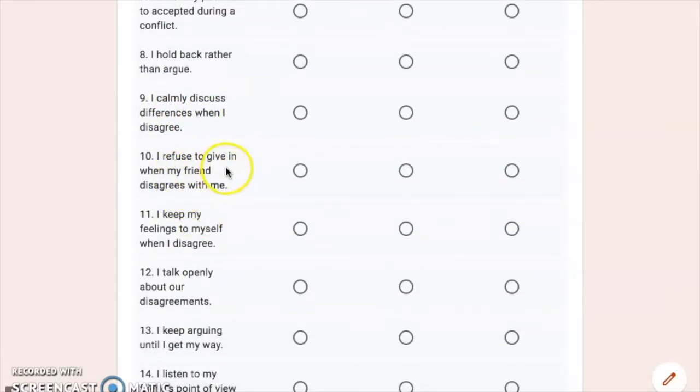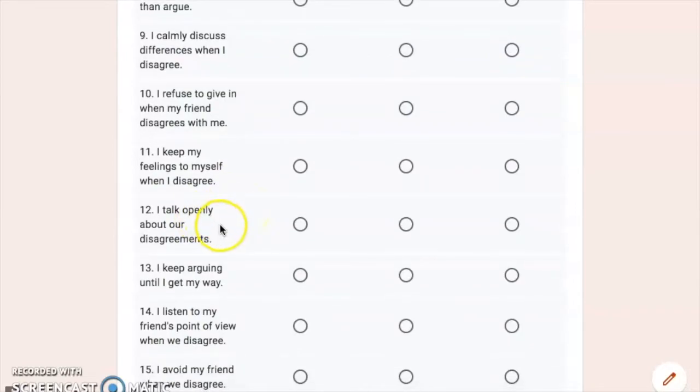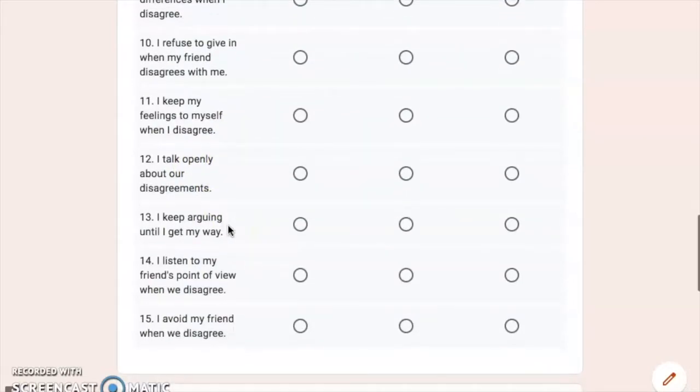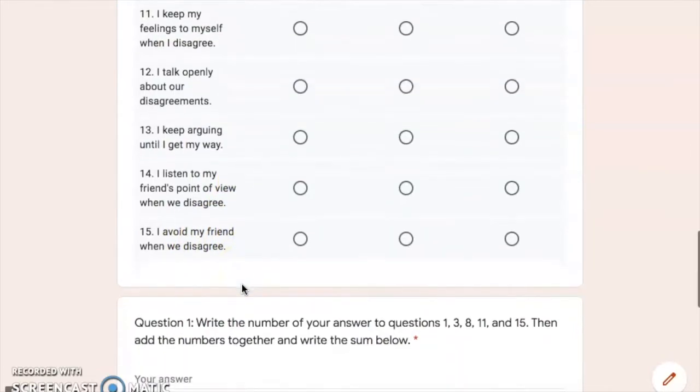I refuse to give in when my friend disagrees with me. I keep my feelings to myself when I disagree. I talk openly about our disagreements. I keep arguing until I get my way. I listen to my friend's point of view when we disagree. I avoid my friend when we disagree.